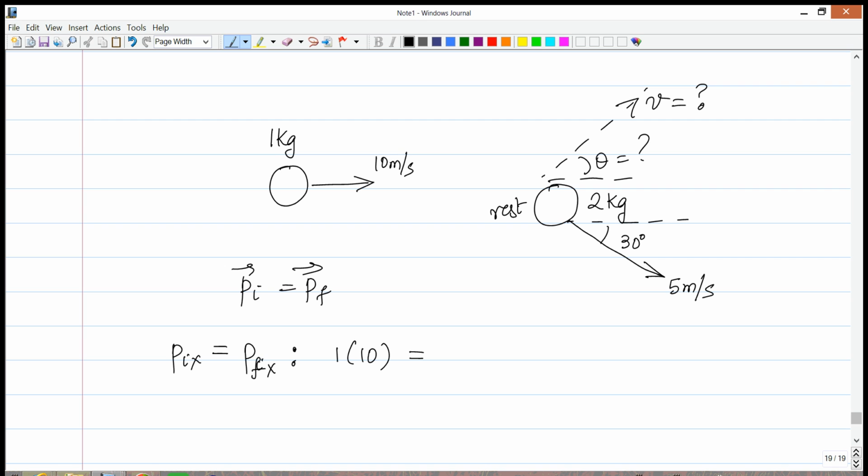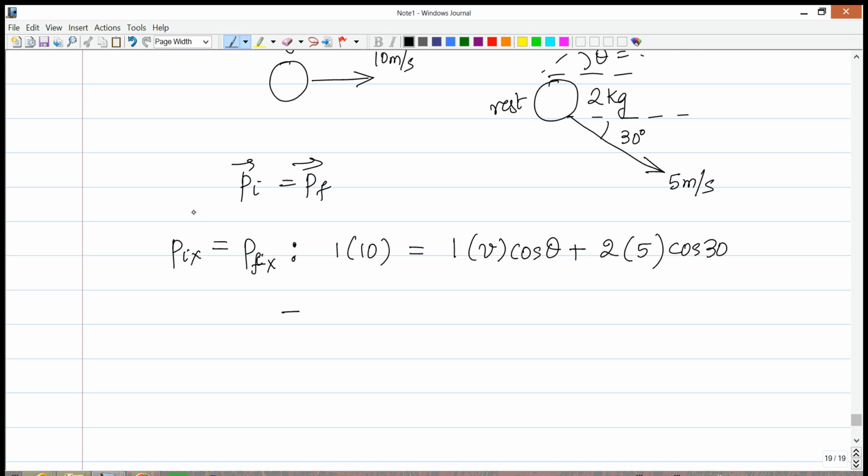Now right after the collision, the 1 kg block is moving with a speed of V at an angle of theta. So along the X direction, by using vector components, its momentum is simply equal to V cosine of theta. Plus, for the 2 kg block, the momentum is very simple. It is equal to 2 times 5 multiplied by cosine of 30. Great. So let's simplify this. We got 10 is equal to V cosine of theta plus 10 cosine 30. 10 times cosine 30 is 8.66, and this tells us that V cosine of theta is equal to 10 minus 8.66, which is equal to 1.34. Okay, let's not put any units here right now.